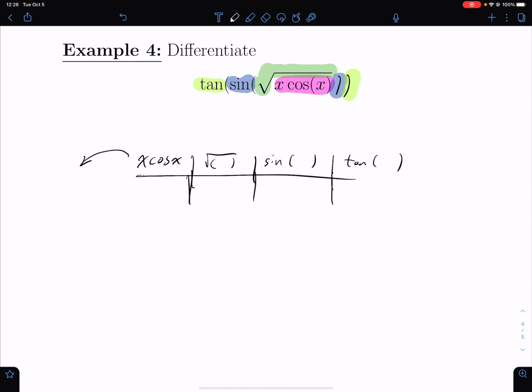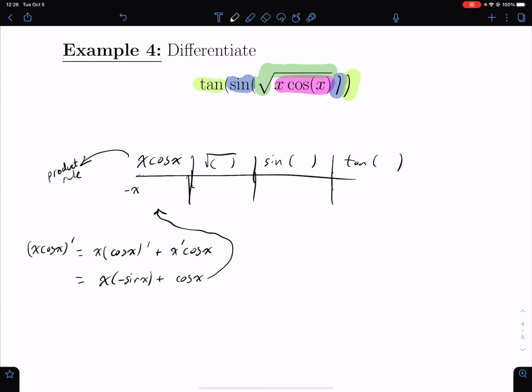Okay, x cosine x, what has to be done here? This has to be product ruled. So you can have to product rule in the middle of chain rule. It is a frustrating fact of life. So x cosine x prime will be first times derivative of the second plus second times derivative of the first, like so. So this is x times negative sine x plus 1 times cosine x. So this will go here. We've got negative x sine x plus cosine x. Once again, square root will be this. Sine is cosine, and tangent is secant squared.